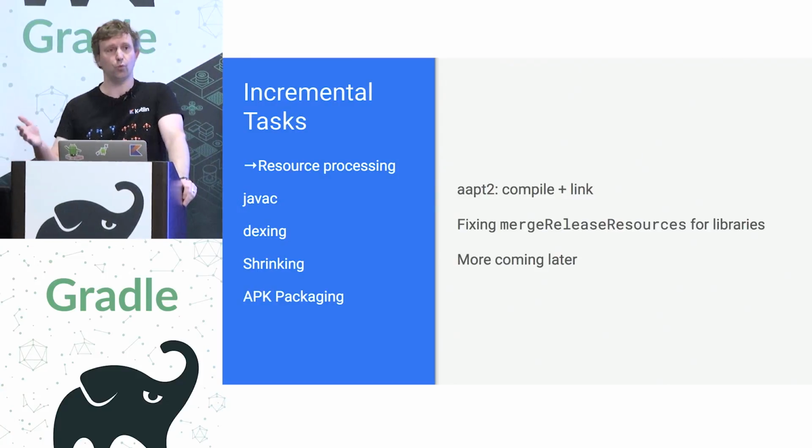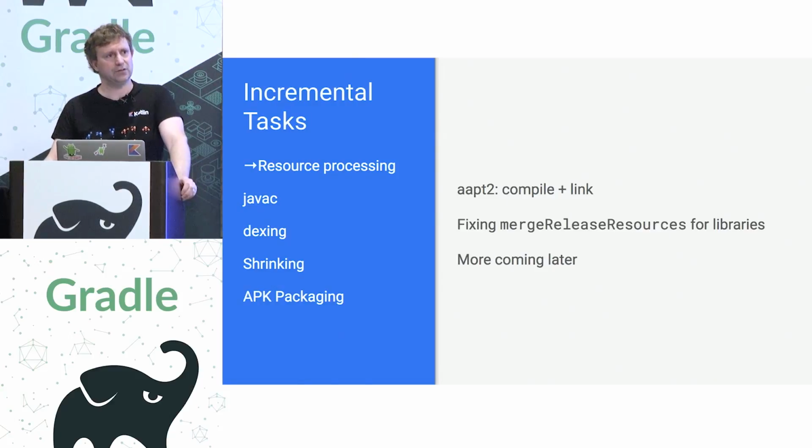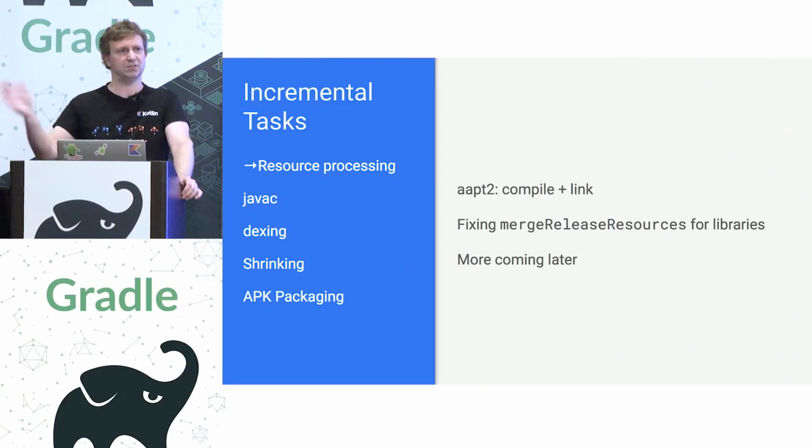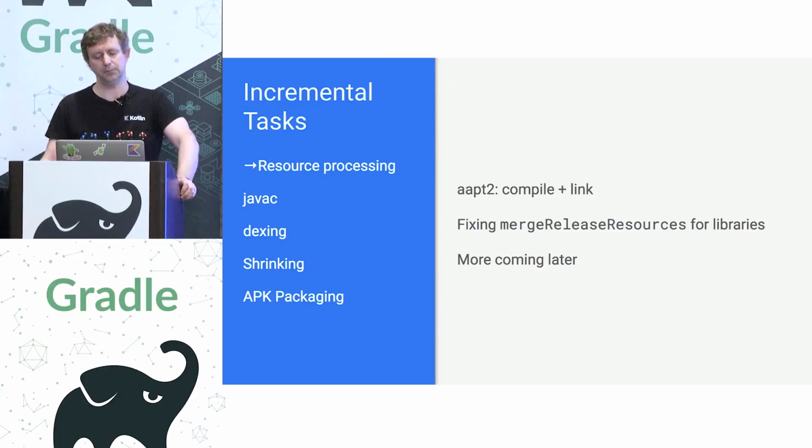The other thing that we are working on is if you have a library project that has a lot of dependencies and a lot of resources, you may have noticed that if you do a --profile, that merge release resources is taking a lot of time for library projects in particular. So we're fixing that to make that faster, to avoid doing a full merge of all the transitive dependencies. It should be coming hopefully in Alpha 5. And then we have more optimizations that will come in the future, but if it's a big hotspot for you, we're aware of it and we're working on it.